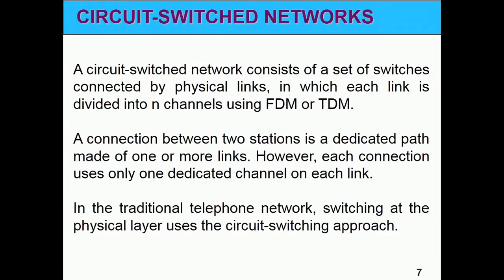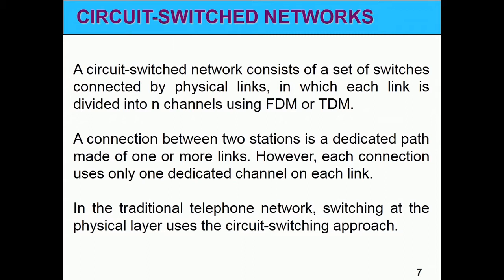Now, circuit switched networks. A circuit switched network consists of a set of switches connected by physical links, in which each link is divided into n channels. This means every communication channel is divided into n channels using frequency division multiplexing or time division multiplexing.